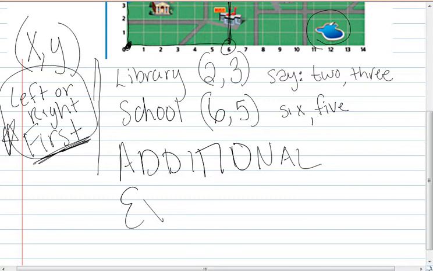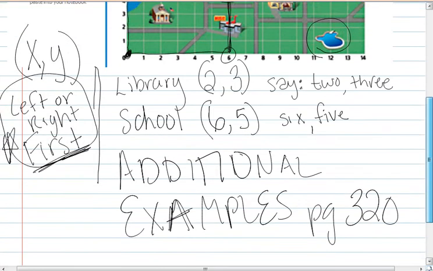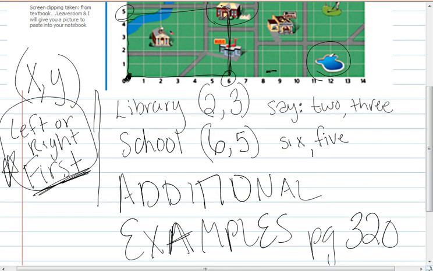The additional examples are on page 320. And when you get there, you'll notice it's right at the top. It's example 2, and they use a little bit of fractions. So be careful. If it's a fraction, that just means it's in between 2 lines, right there in the middle.